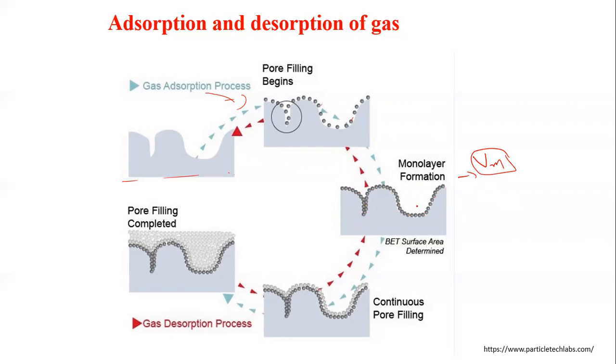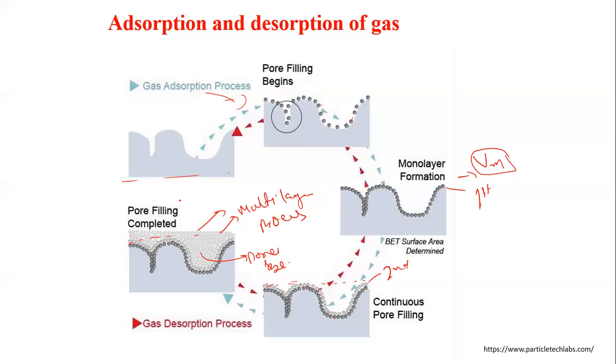Then again, if we increase the pressure or increase the supply of gases, multi-layer formation takes place. This is our first layer, this is our second layer, and so on. This will occur until the surface is completely filled, and here the pores are completely filled. That's why this is called a multi-layer process, because multiple layers of gas are adsorbed. These pores are completely filled, and the amount of gas used here to complete the filling of these pores, later on we can use the amount of gas adsorbed to analyze the surface area as well as the pore size in this particular process.